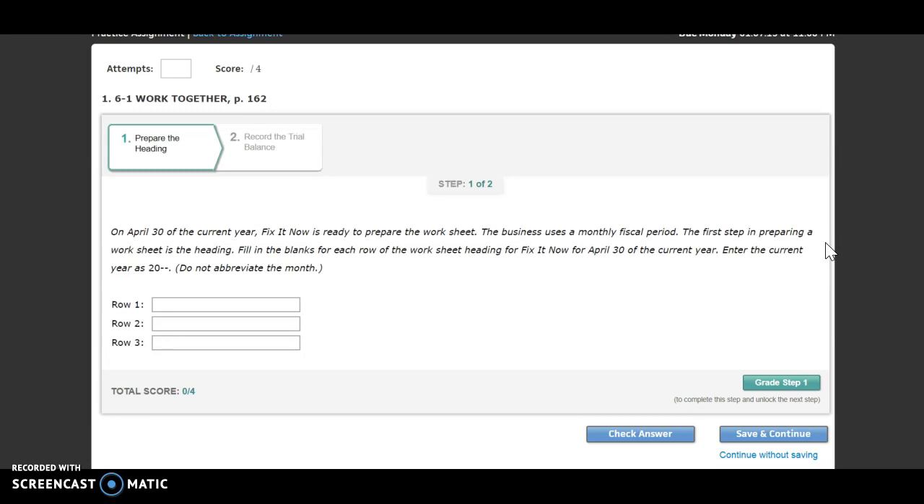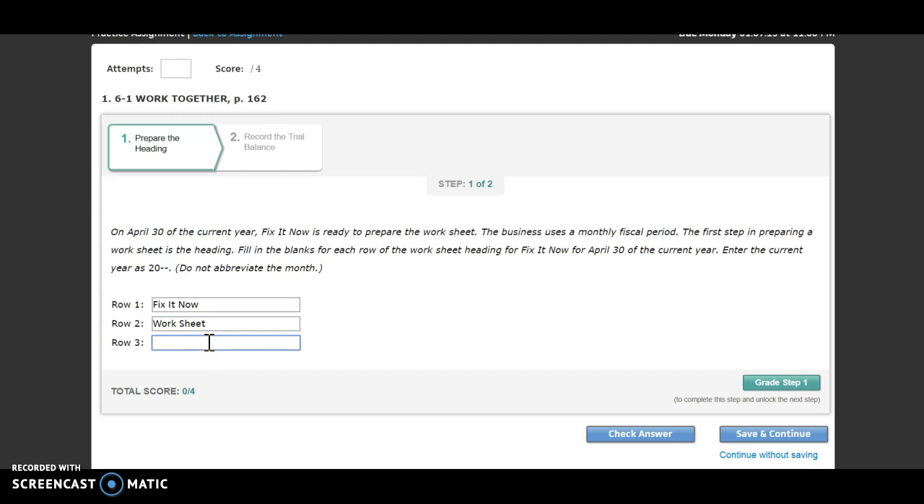We're going to fill in the blanks for each row of the worksheet heading for Fix It Now for April 30th of the current year. Enter the current year as 20 -- and do not abbreviate the month. So remember, we're going to answer those 3 questions: who, what, and when. So our first is the name of our business, who, Fix It Now. Second is what, the name of the report. So we are creating a worksheet.